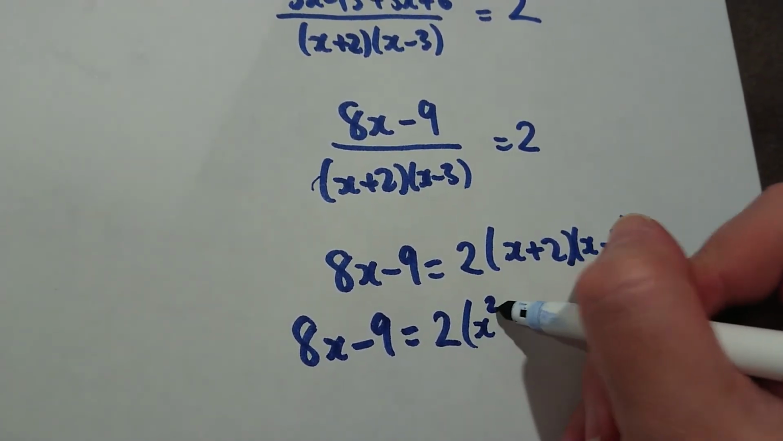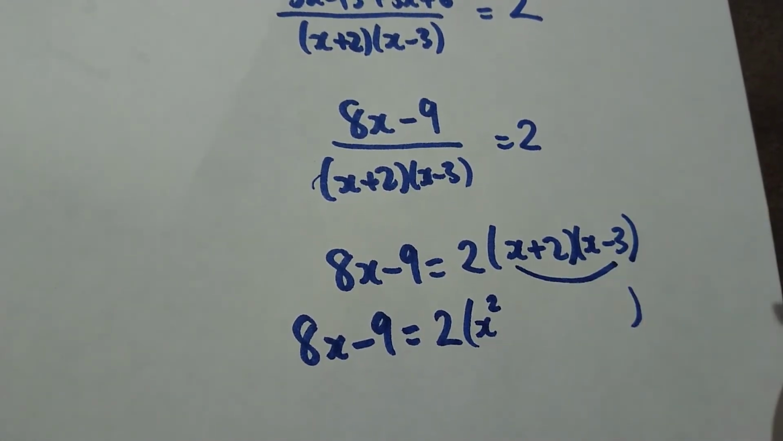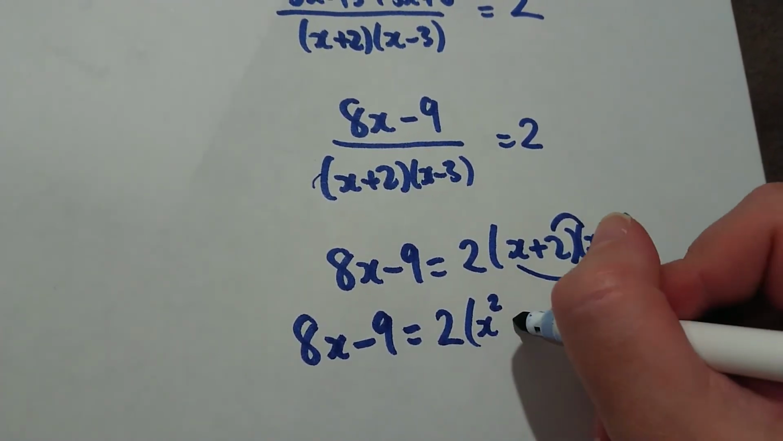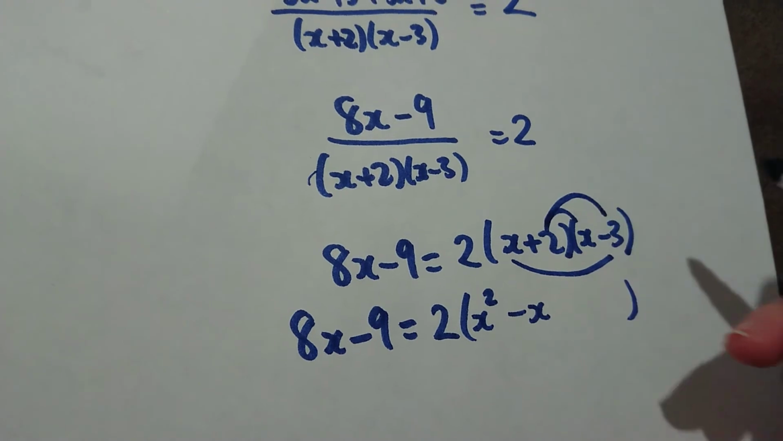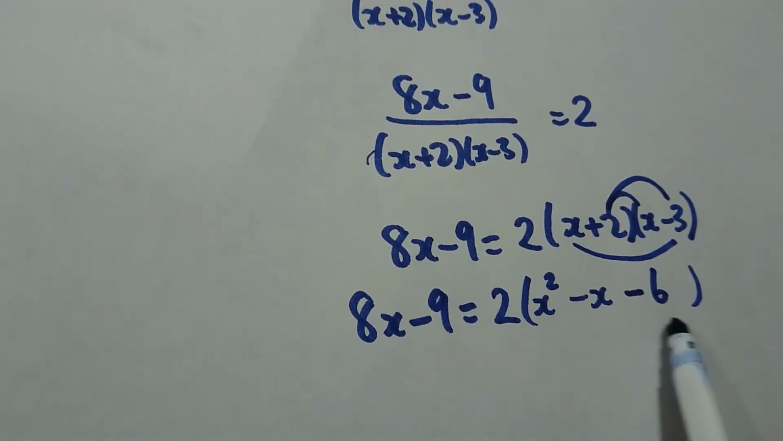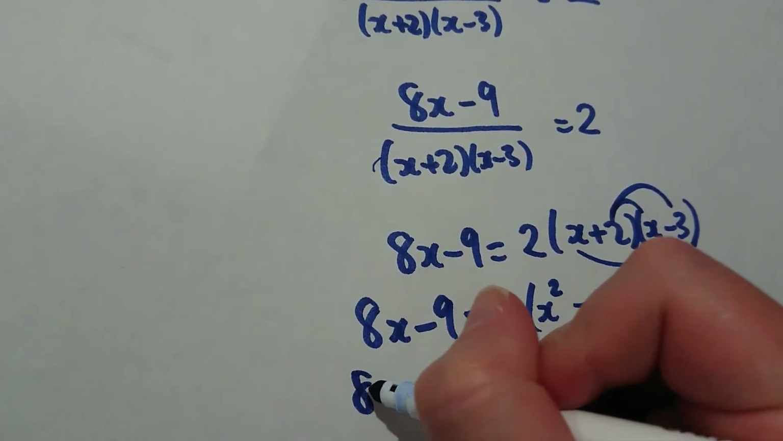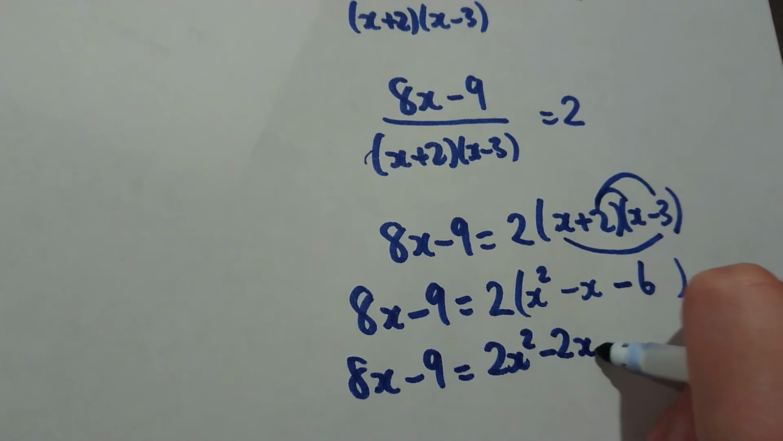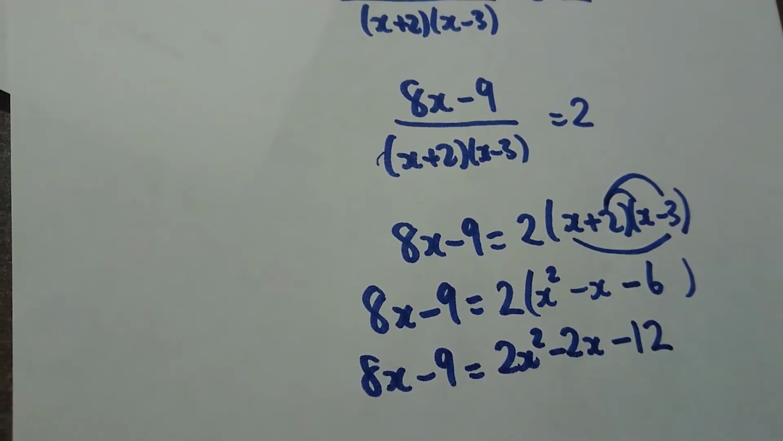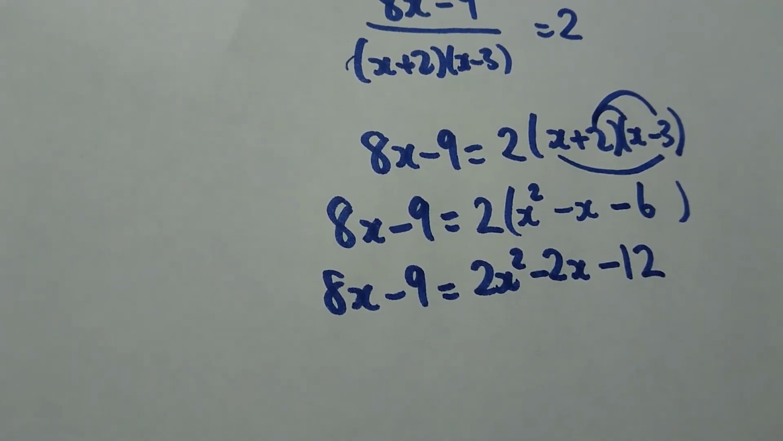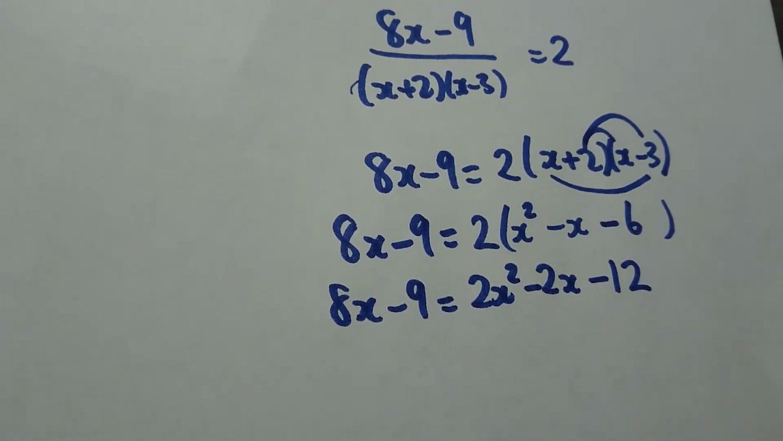So you would get x squared, then you're going to get minus 3x plus 2x. So minus 3x plus 2x is minus x, and 2 times minus 3 is minus 6. The 2 in front just means I need to multiply all of that by 2. So you get 2x squared minus 2x and then minus 12. So something like this, it's quadratic. You want to make it equal 0.